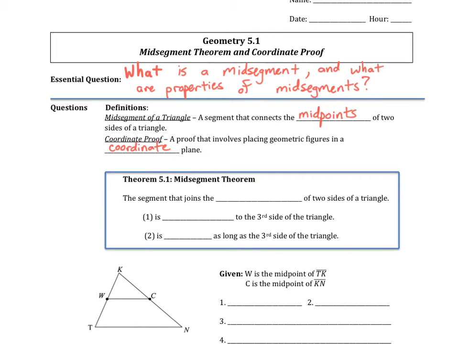So what is a mid-segment and what are properties of mid-segments? So a mid-segment of a triangle is a segment that connects the midpoints, hence the name mid-segment. And a coordinate proof is a proof that involves placing geometric figures in a coordinate plane.